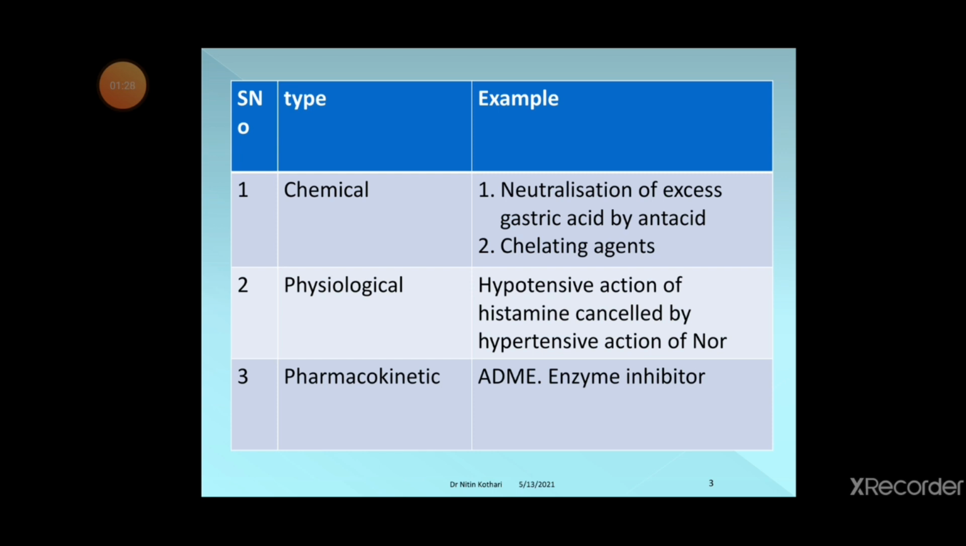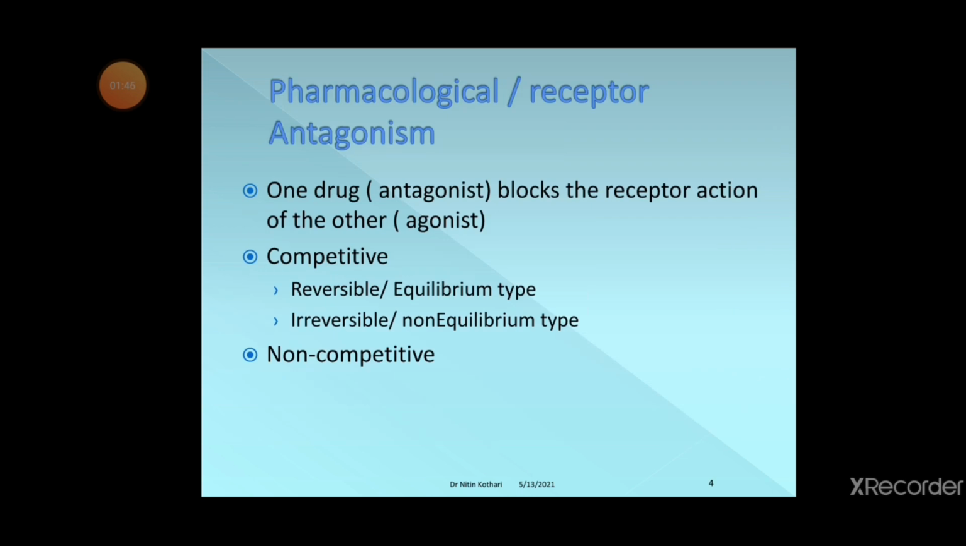This type of antagonism may be at the absorption site, in the metabolism step, in the distribution step, or in elimination, as we have discussed in pharmacokinetics. We will now discuss in detail pharmacological antagonism, or receptor antagonism, or pharmacodynamic antagonism.